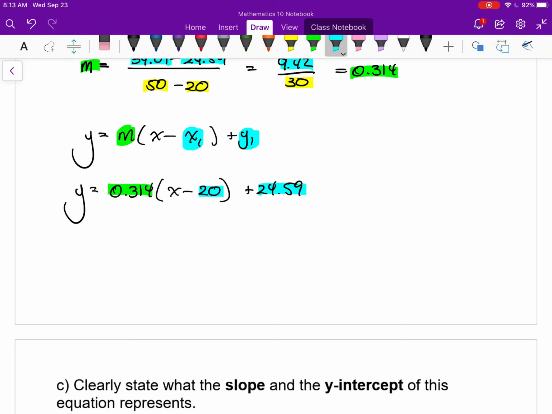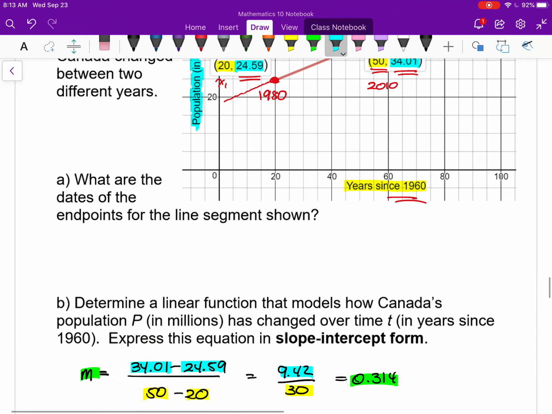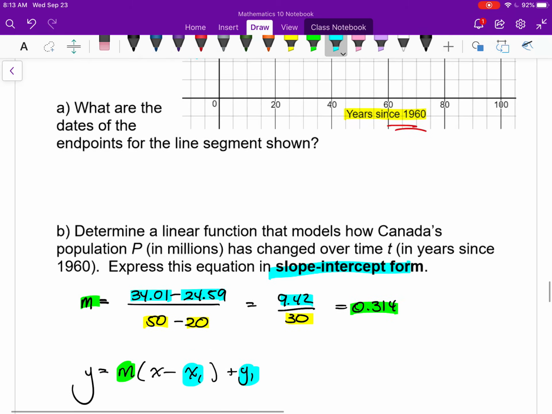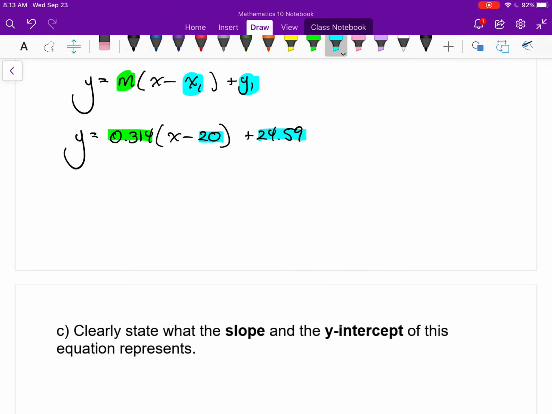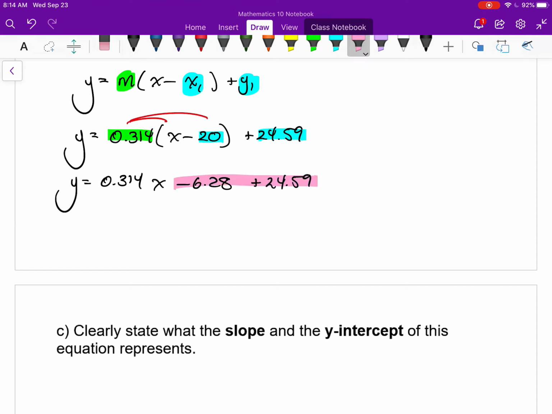So now I said up here I want it in slope-intercept form. So let me put this in slope-intercept form. Let's distribute the 0.34. Again, I'm using real data here, so a calculator is always helpful. And then combine these two like terms. And I'm essentially done. I just have to change my variables in a moment.